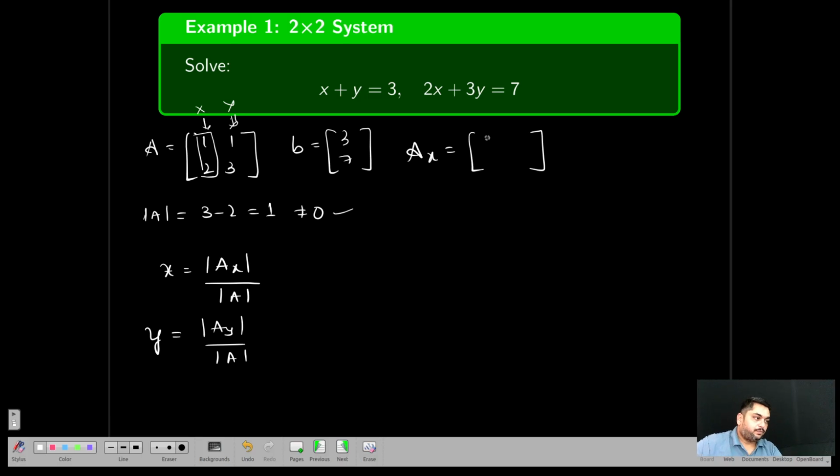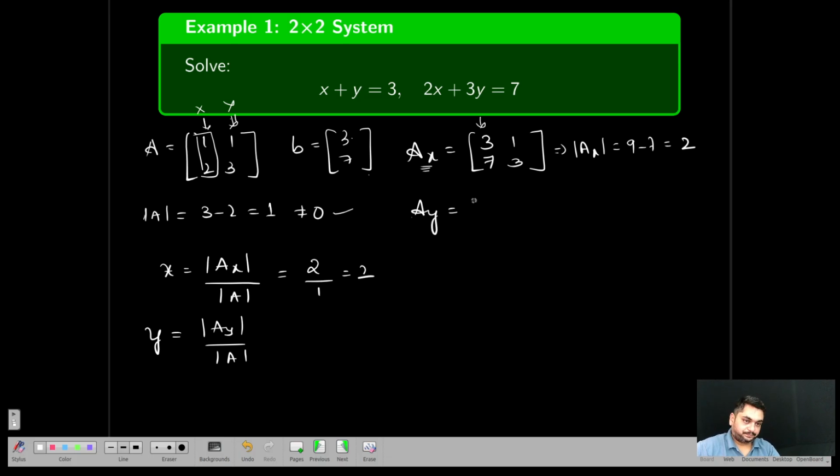So how will it become now? It will be 3, 7. So this 3, 7 I am putting in this column, and this part remains the same because I am changing only X. I am finding the solution for X, so I am changing only this column, and this part remains the same. So you find the determinant of this. That implies determinant of Ax is equal to 9 minus 7, that is equal to 2. So X is equal to determinant of Ax, which is 2, divided by 1, is 2.